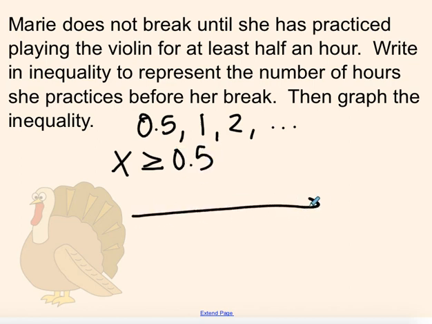So that when we graph it, we would say, well, 0, 0.5, and 1. So we have a closed dot on half an hour going to the right. So she needs to practice at least those 30 minutes or more to be able to take a break.